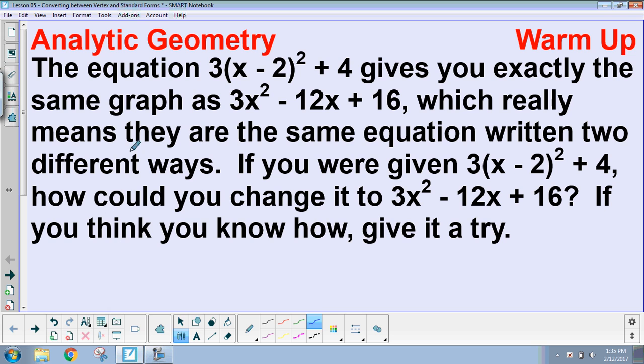Alright, let's get started. The equation 3x times x plus 2 squared plus 4 gives you exactly the same graph as 3x squared minus 12x plus 16, which really means they are the same equation written two different ways. If you are given 3 times x minus 2 squared plus 4, how could you change it to 3x squared minus 12x plus 16? If you think you know, give it a try. So go ahead and pause the video.